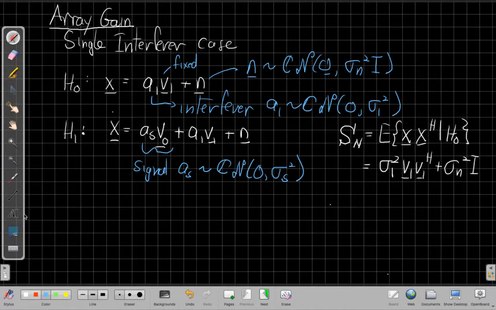Okay, so if we want to find the array gain, we're going to look at a beamformer. If I want to find an array gain, I'm going to need a beamformer. I want to sort of do before and after. We say, what's the impact of processing with this beamformer? How much do I gain by the array? That's why it's called the array gain.